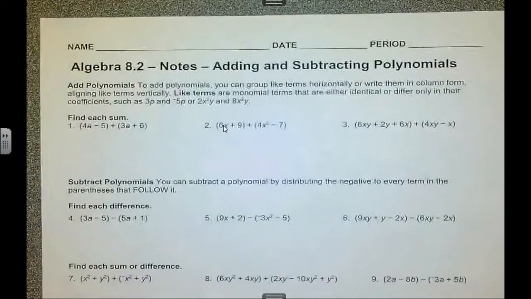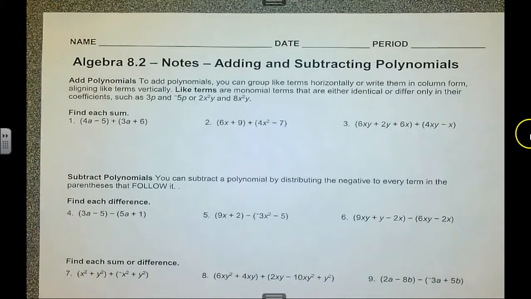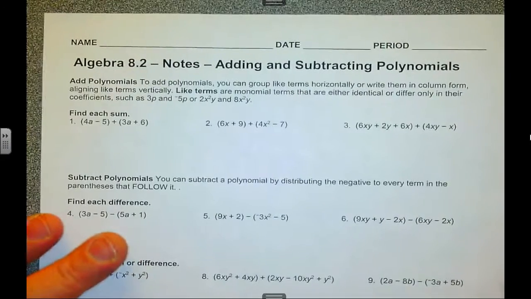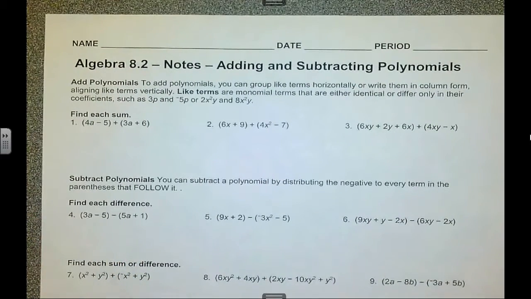Note, adding and subtracting. When you're adding, all you're going to do is add like terms and then put it in standard form. The only difference between adding and subtracting: what do you do with the subtracting sign out in front of parentheses? You have to distribute it, right? It's a negative 1. All right, let's look at 1 through 3.